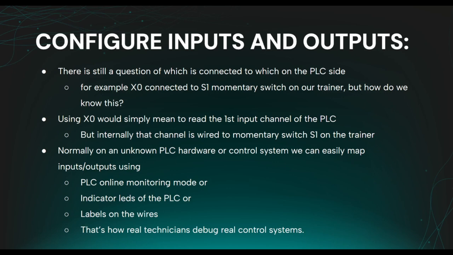So configuring inputs and outputs, in summary, is very easy because you're not going to tell which is input and output. You just use X for inputs and Y for outputs, and use indicator LEDs or monitoring mode to find out which one is connected to the inputs of the PLC and which one is connected to the outputs of the PLC, if you didn't do the wiring.